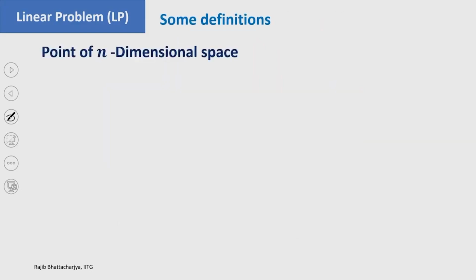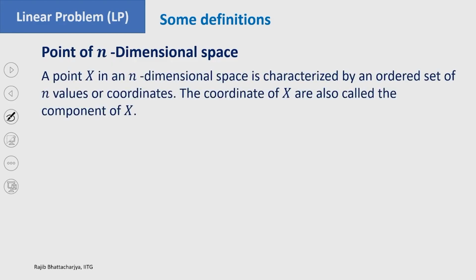Now, let us have some definitions used in linear problem. So, first one is the point of n dimensional space. A point x in an n dimensional space is characterized by an ordered set of n values or coordinates. The coordinates of x are also called the components of x.